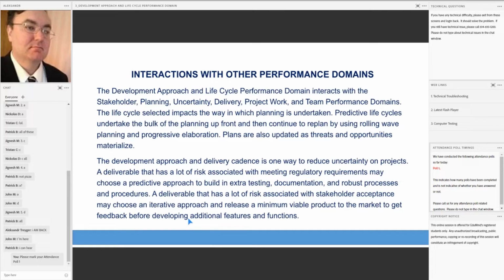So, interactions with other performance domains: the development approach and life cycle performance domain interacts with the stakeholder, planning, uncertainty, delivery, project work, and team performance domains.